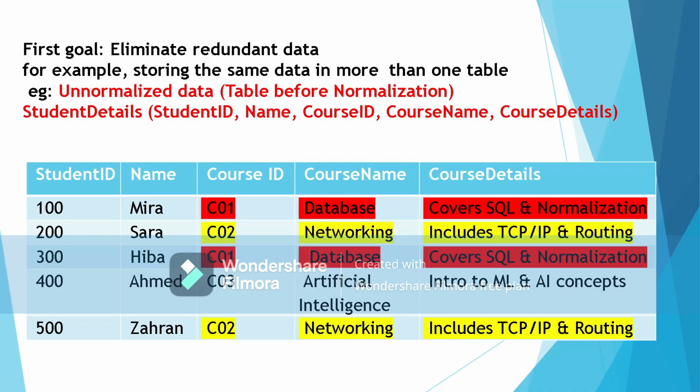So let's try to understand these goals by using a simple example. So first goal is eliminate redundant data. Redundant data means repeated data. So here we try to reduce the redundancy.